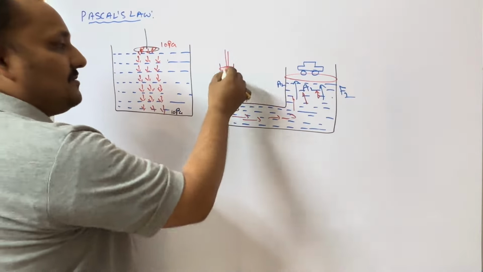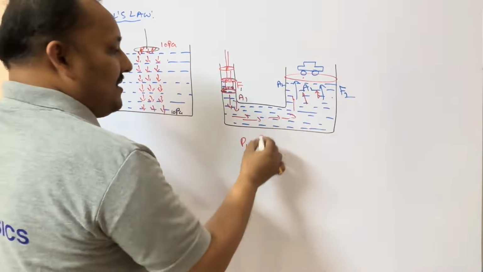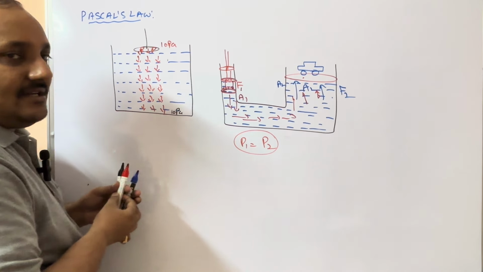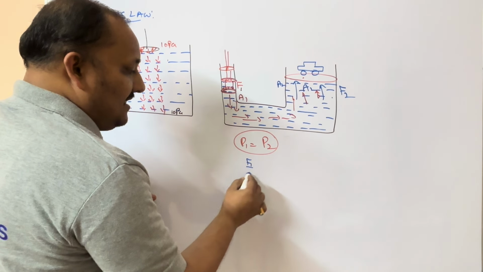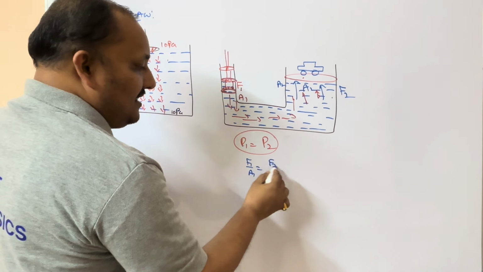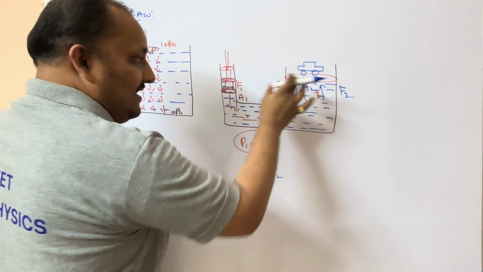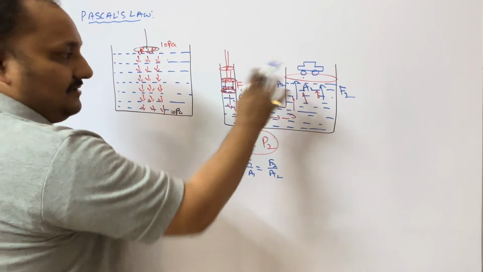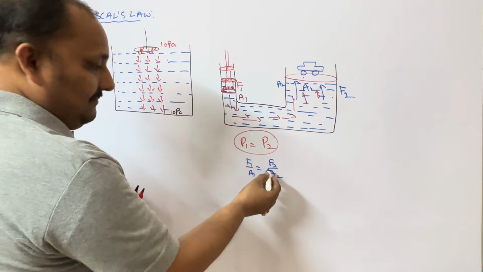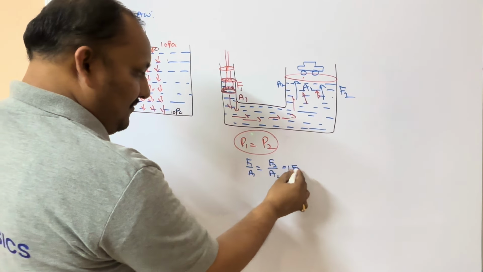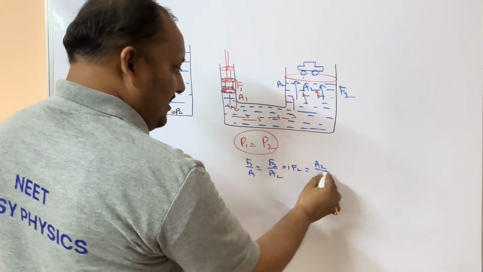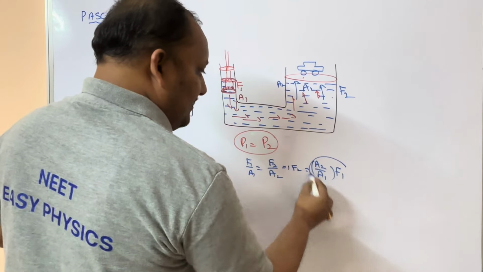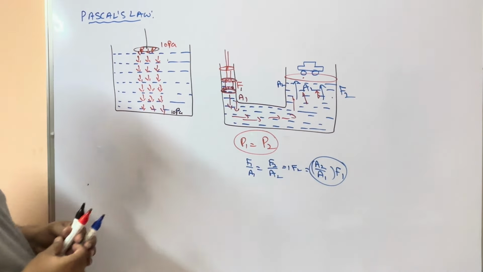Now finally, how much pressure did you apply here? The same amount of pressure according to Pascal's law. So therefore, P1 is F1 by A1, P2 is F2 by A2. You should take different areas, otherwise the same force will come. Then what is the force acting on this? F2 equals A2 by A1 into F1. They are going to ask problems on this equation.